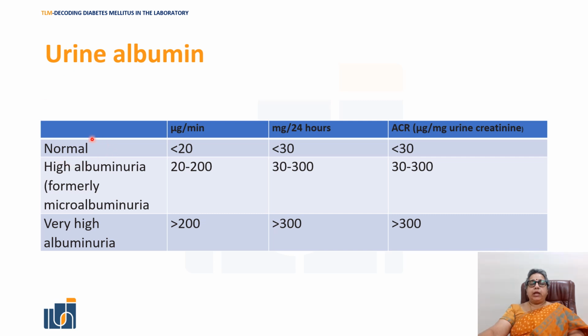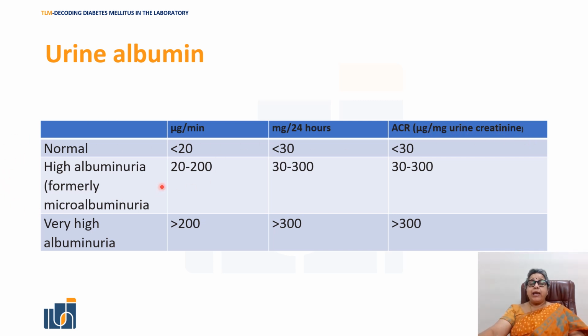Now, in the normal person, the normal is less than 20 micrograms per minute or less than 30 milligrams per 24 hours. Please note the units. And if you're looking at an albumin creatinine ratio, it's less than 30 micrograms per milligram urine creatinine.